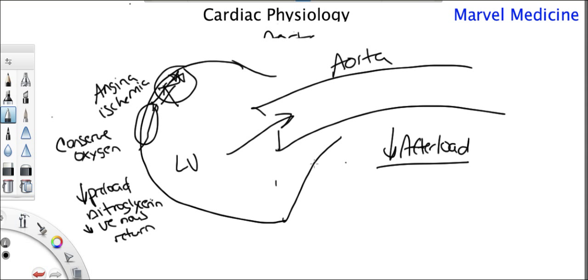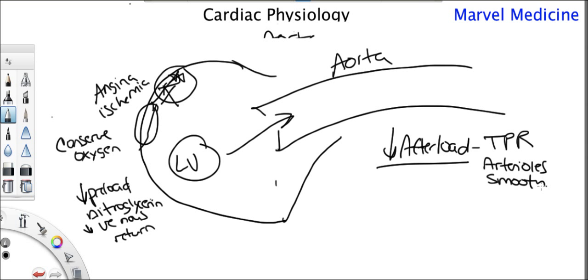Right? Why do we want to do that? We don't want to make it difficult for the ventricle to contract. Make sense? We want to make it easier so it's not extracting that much oxygen. How do we decrease afterload? Well, what did we say it was dependent on? The total peripheral resistance, right? Which are my arterioles. Smooth muscle. And what receptor? Alpha 1, right?